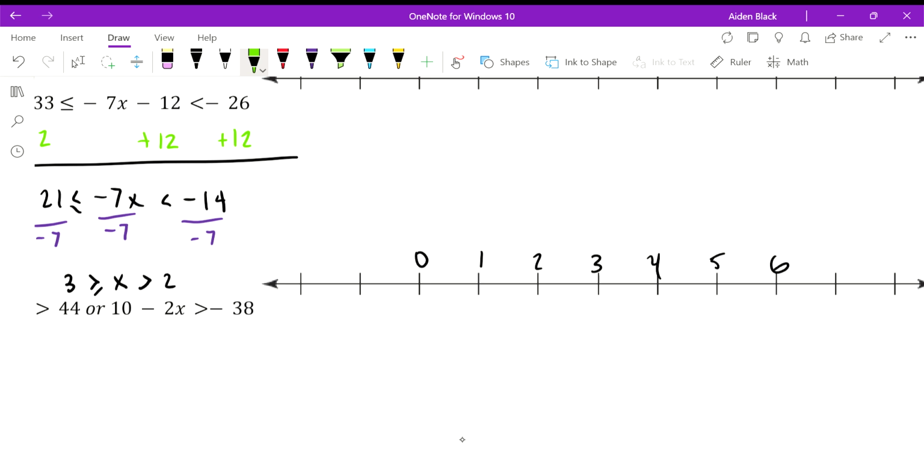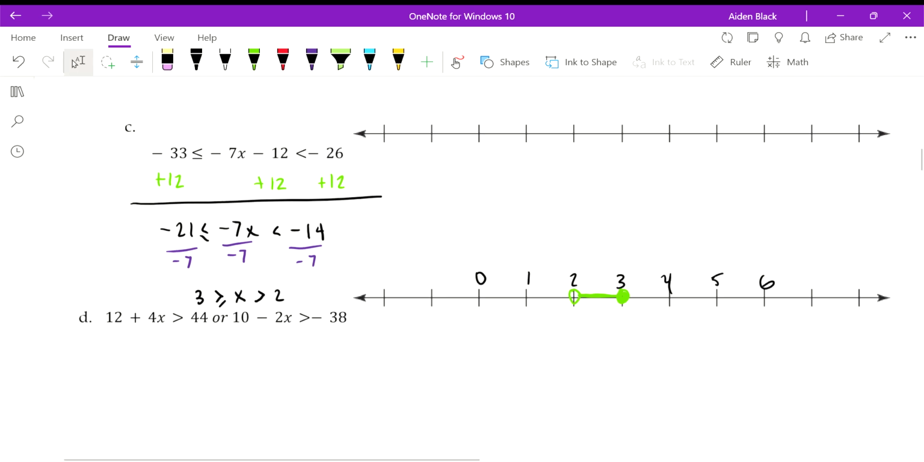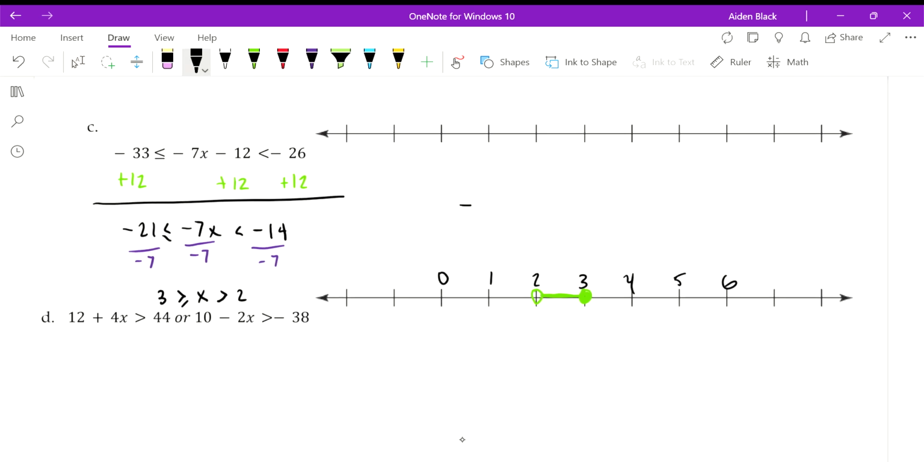So I'm getting x is less than or equal to positive 3 and greater than 2. Now let's just check our solution since we're able to do that. Negative 33 is less than or equal to negative 7 times. We'll just plug in a number right in the middle there. We could plug in 3 since 3 is in the set.